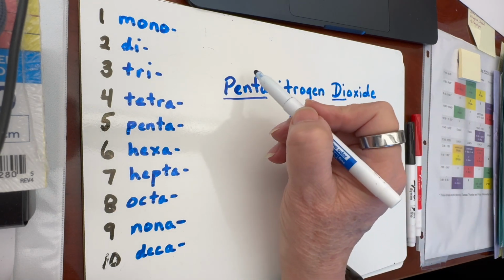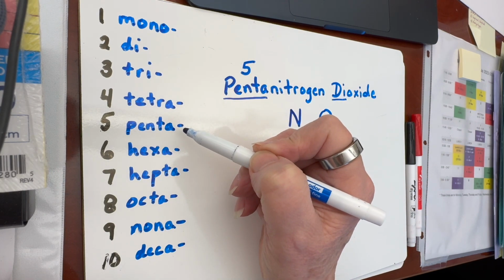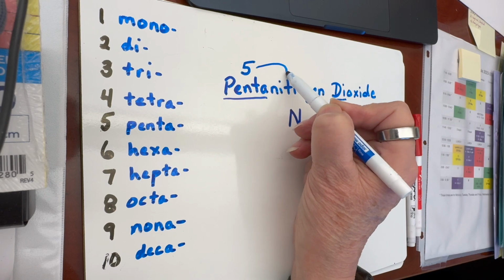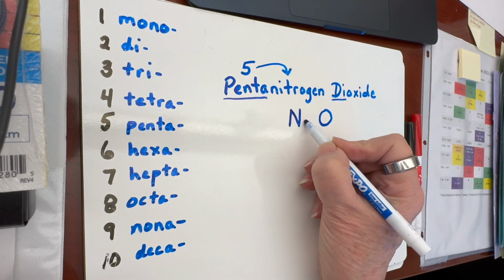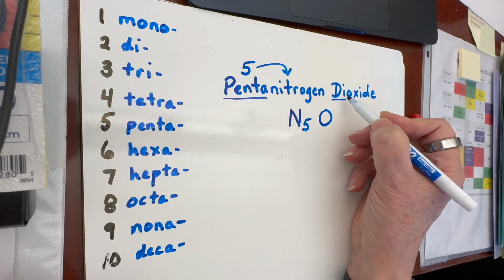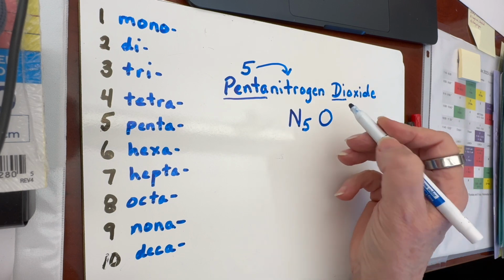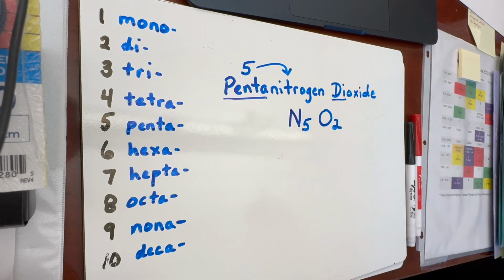So this means 5. If we look over here at our list, penta means 5 nitrogens. So we're going to have 5 nitrogens in our formula. And di, if we go over to our chart, di means 2. So we're going to have 2 oxygens. And that is the molecule.